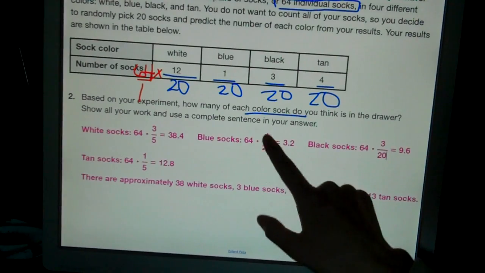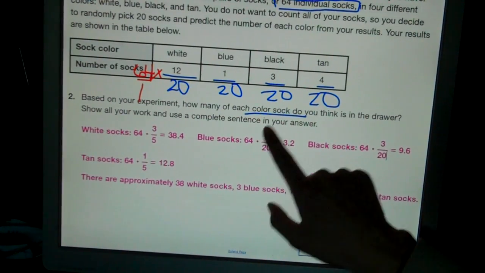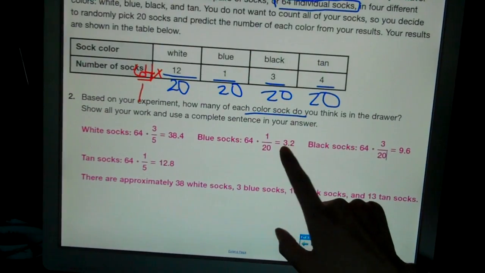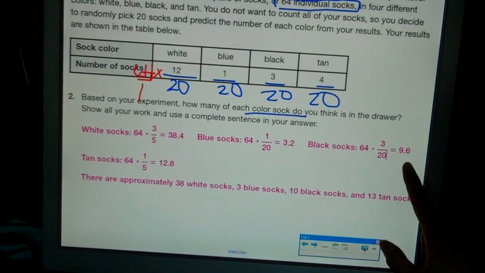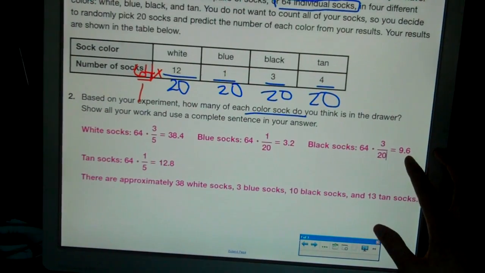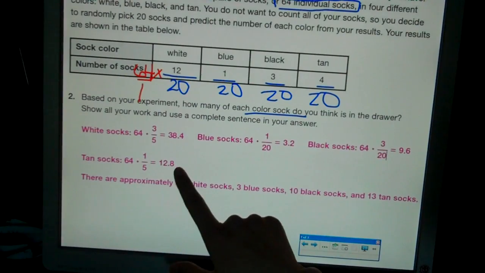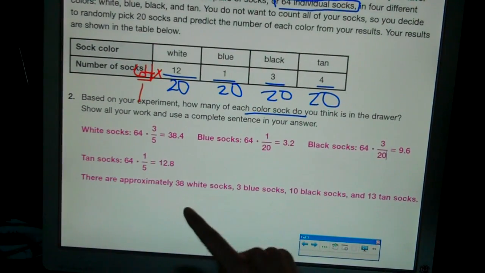Blue socks, I did the same thing. I have 64, but I got a 1 out of 20 probability. I have about 3 blue socks. Black socks, I have just over 9, so I might say about 10 socks. And tan socks, 64 times 1/5, and I have about 13 tan socks.